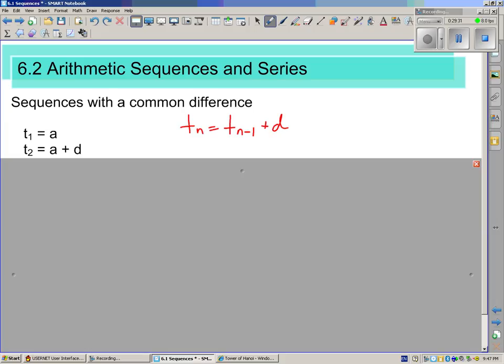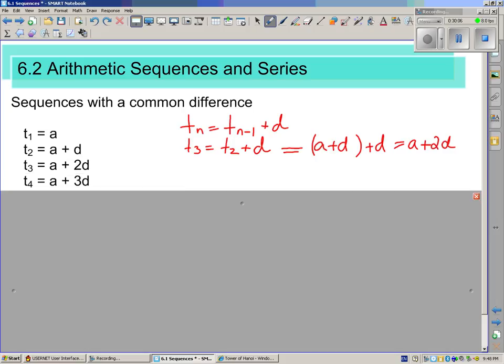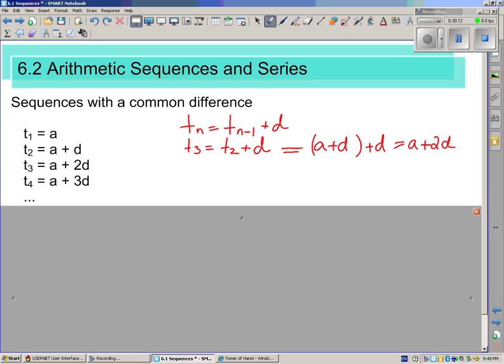All right, so here for term number 3, I'll have term number 2 plus a difference. What is term number 2? Term number 2 is A plus D, plus a D, which gives me A plus 2D. That is term number 3. How do I get term number 4? I'm going to add D on. If term number 3 is A plus 2D, what is term 4? A plus 3D. And so on.